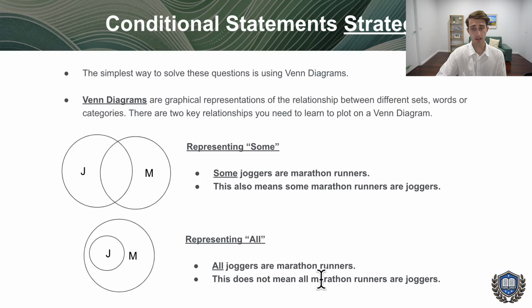It also doesn't mean that all marathon runners are joggers. So in this case here, some joggers are marathon runners, some marathon runners are joggers. It goes both ways. In this case here, it kind of makes sense, but if all joggers are marathon runners, obviously all marathon runners do not jog because this is a tiny circle amongst the bigger circle. So this is something that you might need to spend a little bit of time getting your head around.